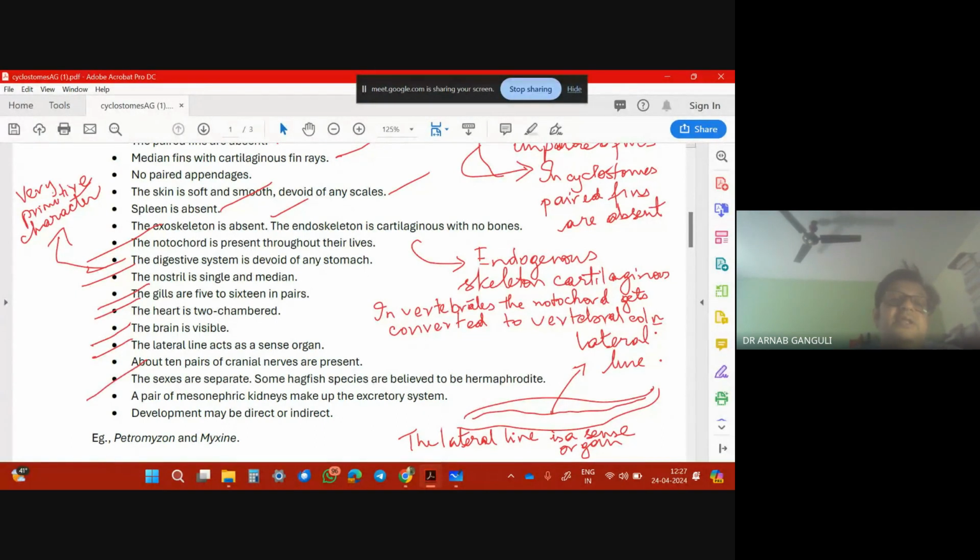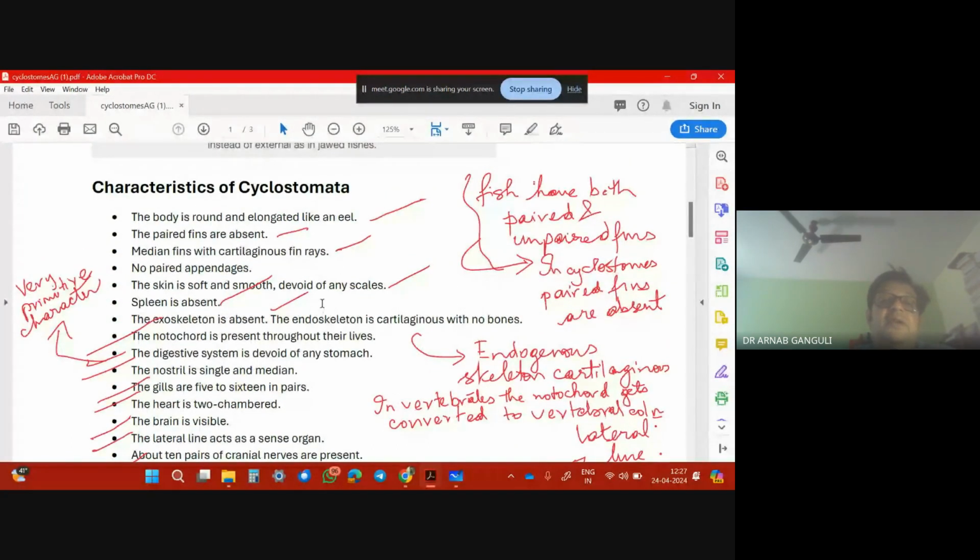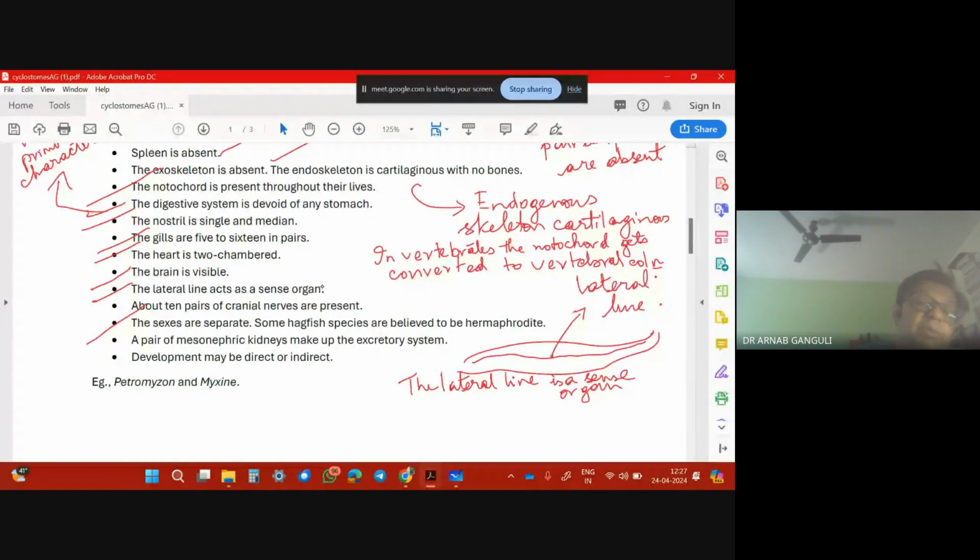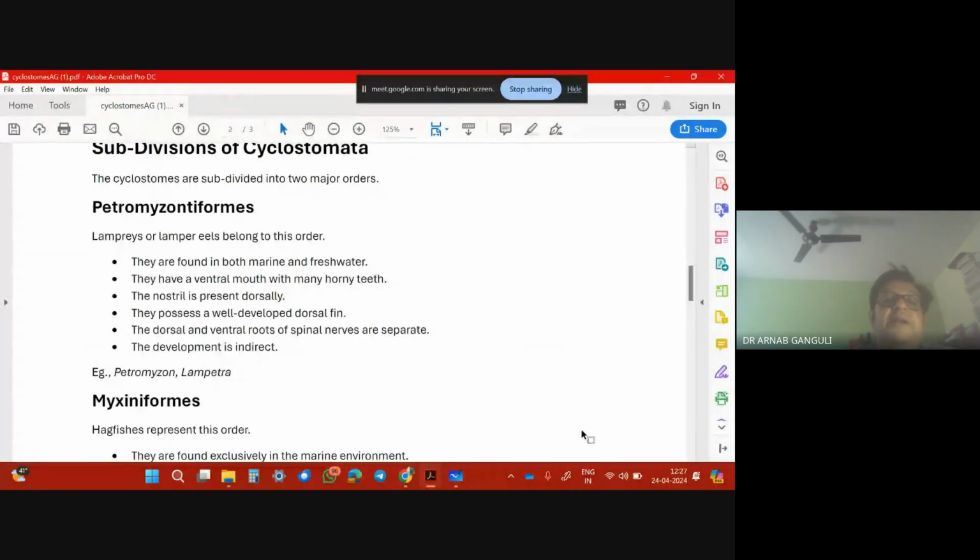Sexes are separate. So these are characteristics of cyclostomes. Most important are the petromyzon and myxin. So petromyzons are the group of lampreys, and myxiniformes are hagfishes or myxin species.